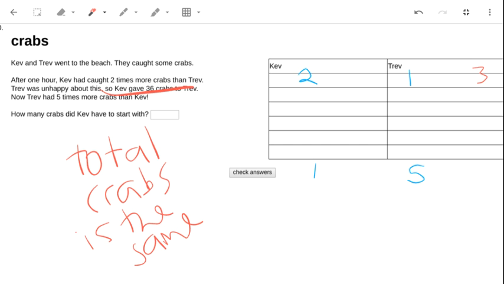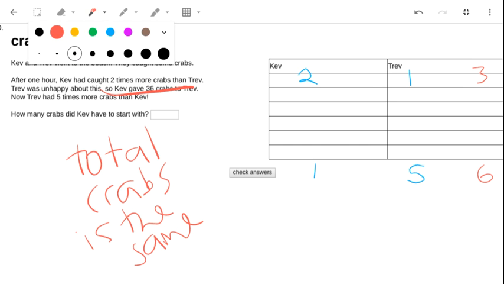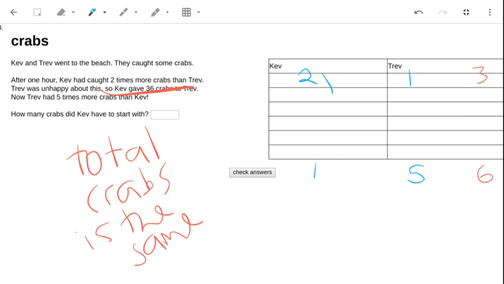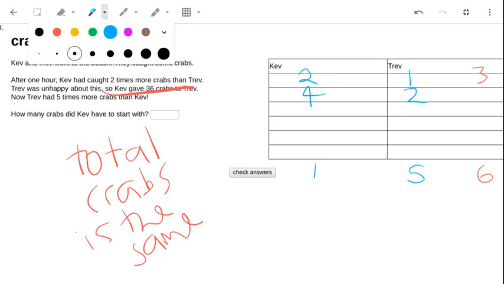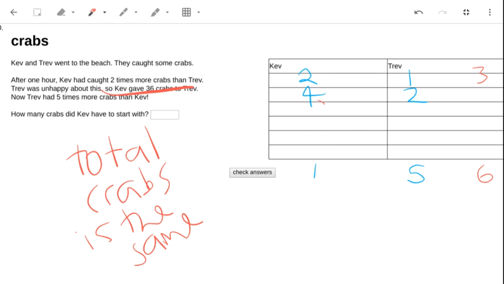2 and 1 makes 3, and 1 and 5 makes 6. So what I'm going to do is I'm going to double this one so that it adds to the same amount as the bottom ratio. So I'm going to make that into a 4 and a 2. Now we can see that Kev gave away 3 and Trev gained 3, which is good because we didn't want to lose any crabs.